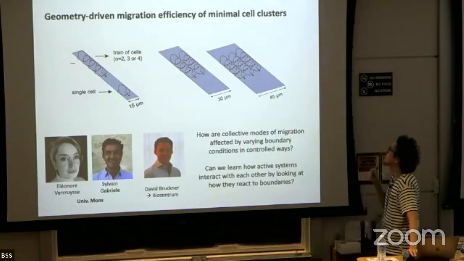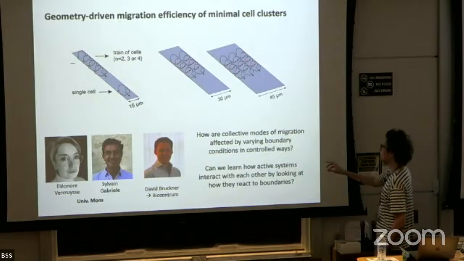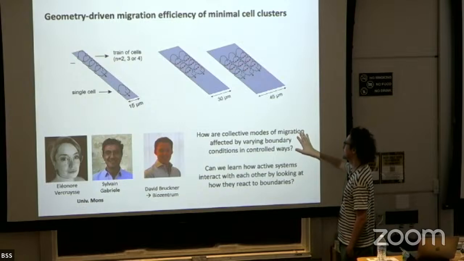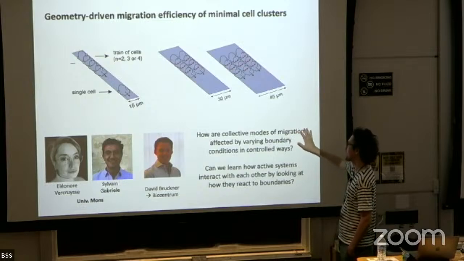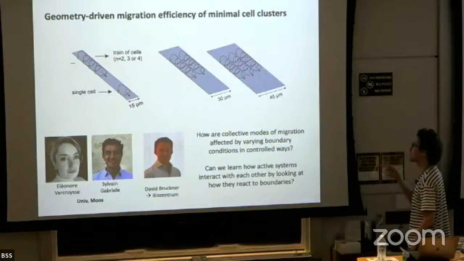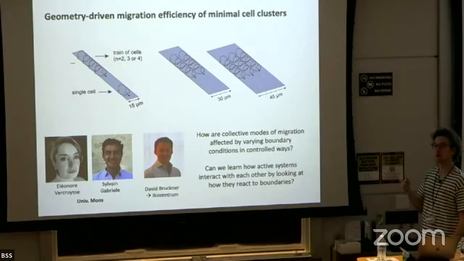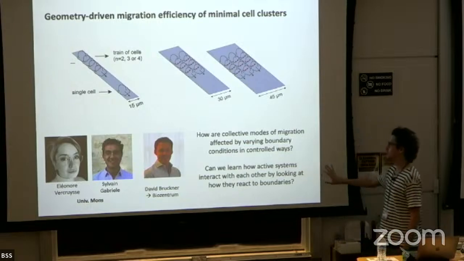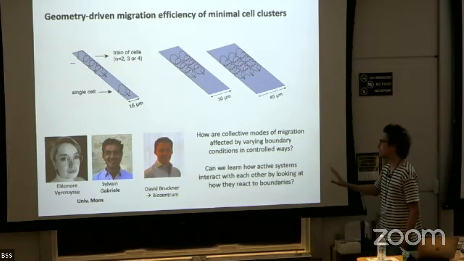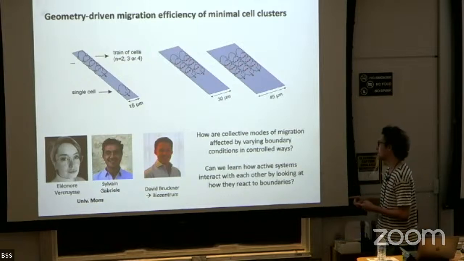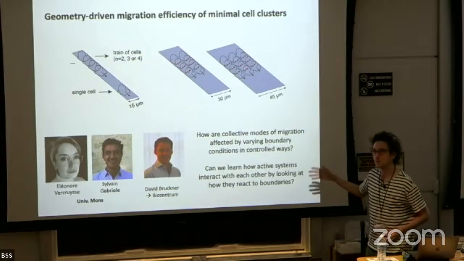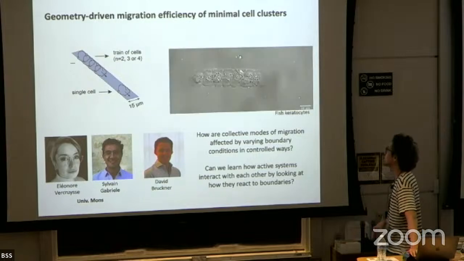So I think the theme of this part of the talk will be more biological questions: how are collective modes of migration affected by varying boundary conditions, and can we understand why different boundary conditions create completely different modes of migration? But there's one, I think, more general question for active matter. What this project shows is that we can learn a lot about how active systems interact with each other by looking at how they react with boundaries at finite sizes. That's going to be the broader point of this talk.